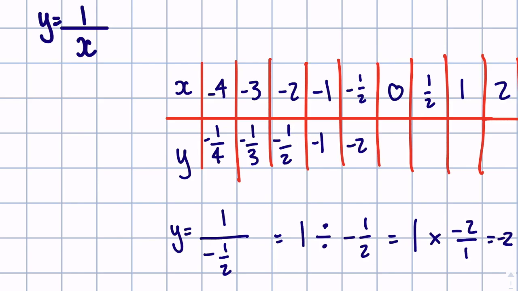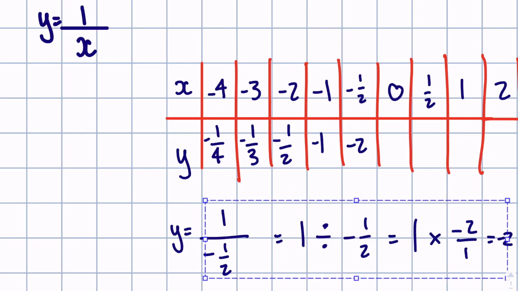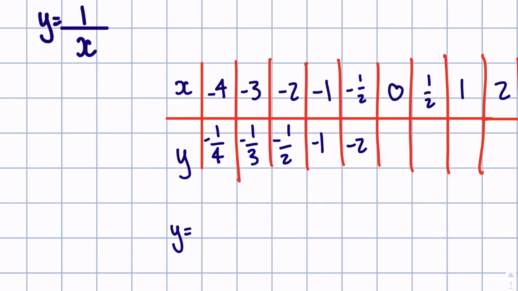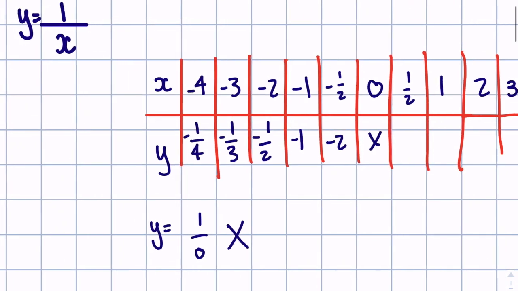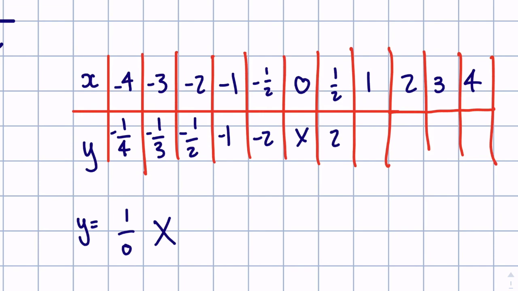If I do 1 over 0, can I do 1 over 0? Is that a thing? That's not a thing. We don't get a value there, and I'll show you what happens. If I do 1 over +1/2, well, that's going to be 2, 1, 1/2, 1/3, 1/4.